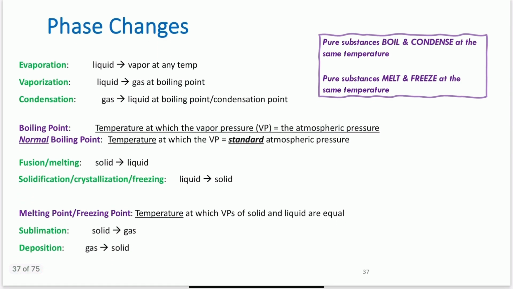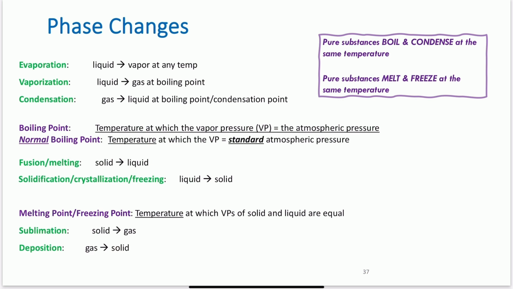So the phase changes themselves. Evaporation is when the liquid goes to a vapor at any temperature. Vaporization, the liquid to the gas at boiling point. So it's kind of hard to think about it that way, but liquids can evaporate. If I put a glass of water out on the countertop, it will eventually all disappear. It will evaporate away. If I increase the temperature, it will evaporate faster, yes, but it's because water has a vapor pressure. It doesn't have to reach its boiling point to actually evaporate. So liquid going to a vapor at any temperature is evaporation. The liquid going to a gas at its boiling point is vaporization.